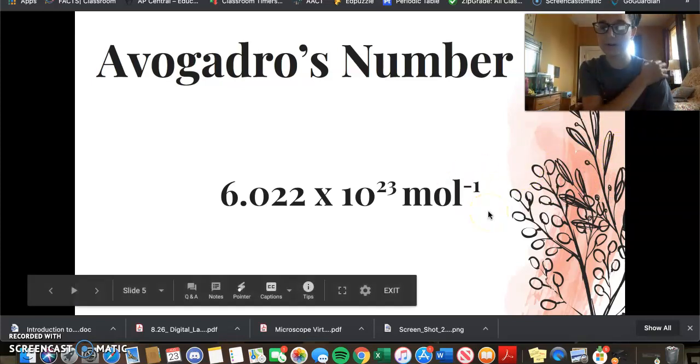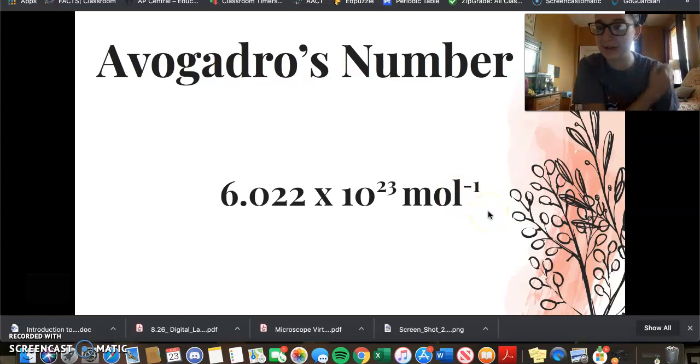Avogadro's number, 6.022 times 10 to the 23rd per mole, or mole to the minus 1, is basically a number of something that we can have. So 1 mole is equal to 6.022 times 10 to the 23rd of something. The mole is kind of like a dozen: 1 dozen of anything is equal to 12 of those things, and 1 mole of something is equal to Avogadro's number of those things, which is 6.02 times 10 to the 23rd.